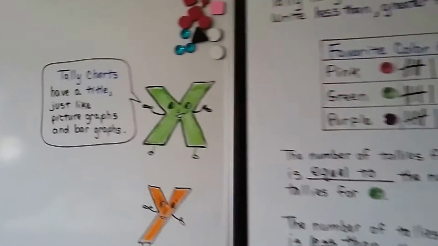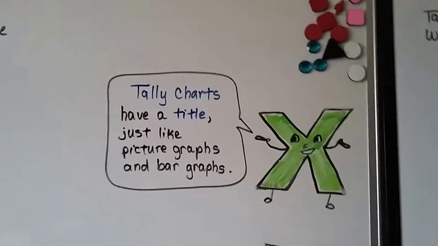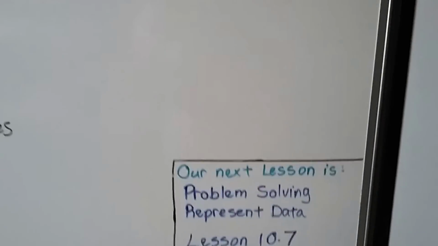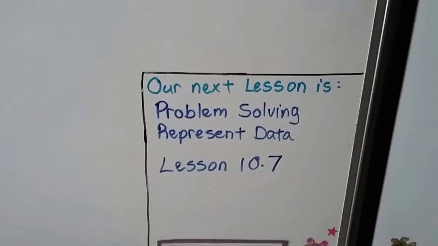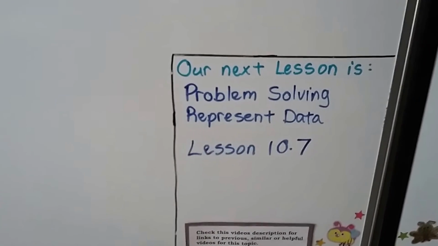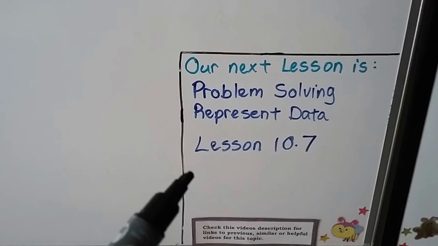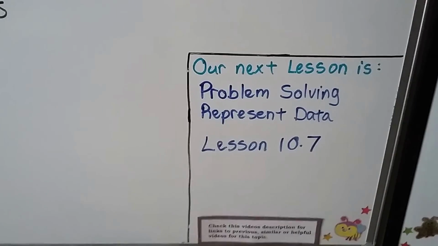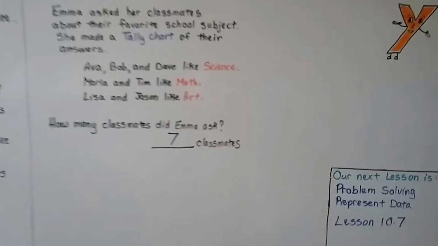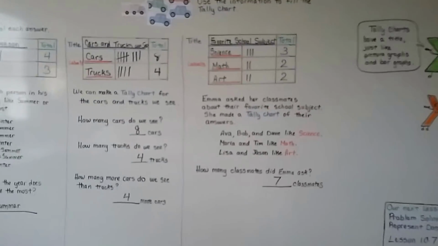So remember that tally charts have a title just like picture graphs and bar graphs, all right? Our next lesson is going to be Problem Solving Represent Data, Lesson 10.7. 10.7 is going to be the last video lesson for Chapter 10 before we go on to Chapter 11 and talking about 3 dimensions and 3D shapes, okay?